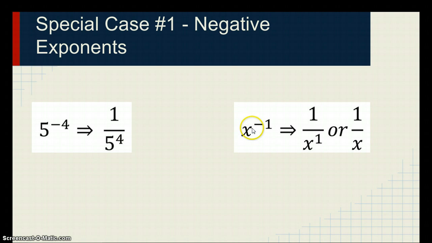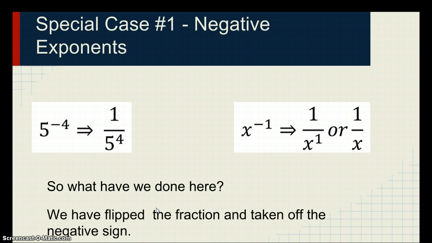Meanwhile, x to the negative 1 power, which you probably recognize as x inverse, well, then we're going to actually invert that: 1 over x to the first power, or just 1 over x. So, what have we done here? Well, we've flipped the fraction and taken off the negative sign. But we go from negative to positive, but now it's in the denominator. And then, of course, x to the first power is just x. So you see a negative exponent, then you're flipping it down into the denominator.